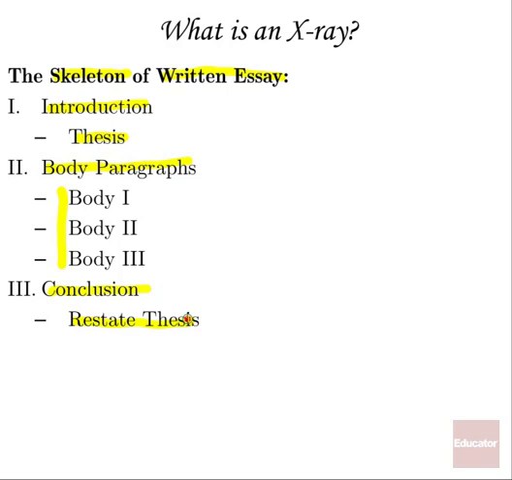This is an outline. An outline is a skeleton of a book. Now, a book's skeleton is much more complicated than a 5-paragraph essay, which is why we're going to be going over this a lot more slowly to understand exactly how we can put this all together.